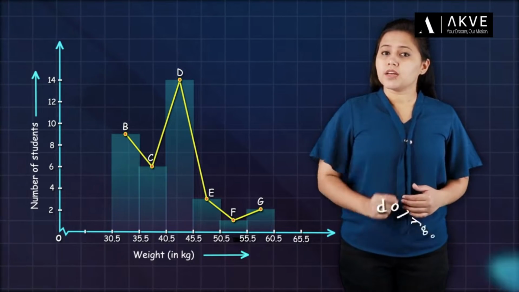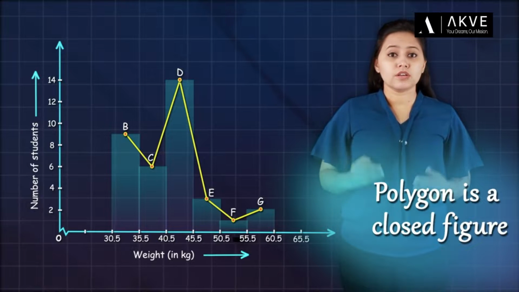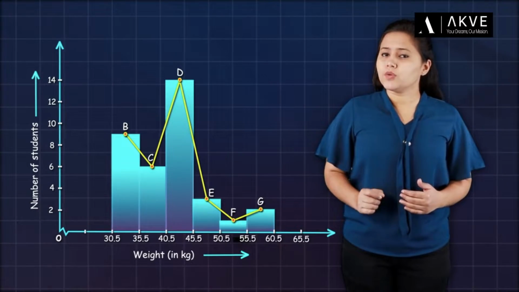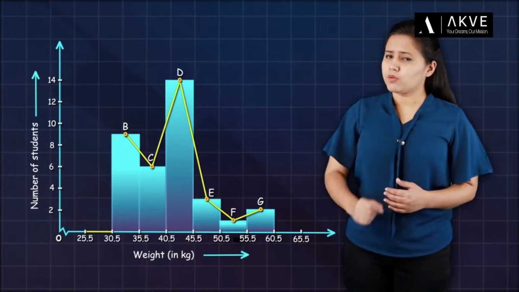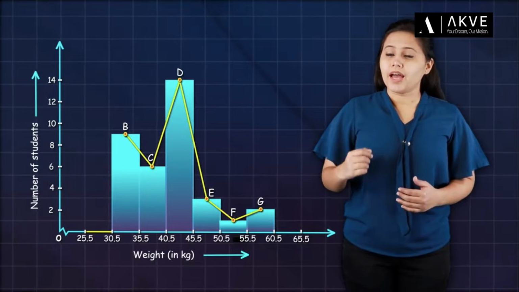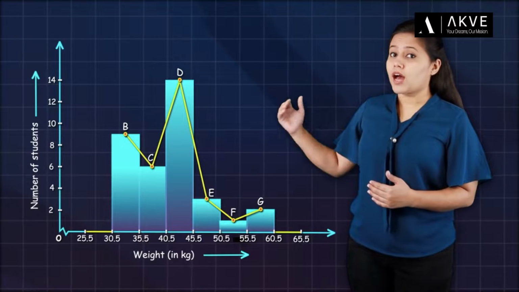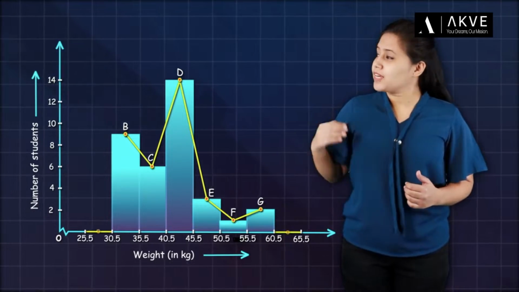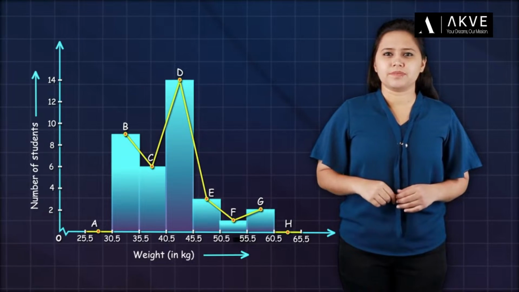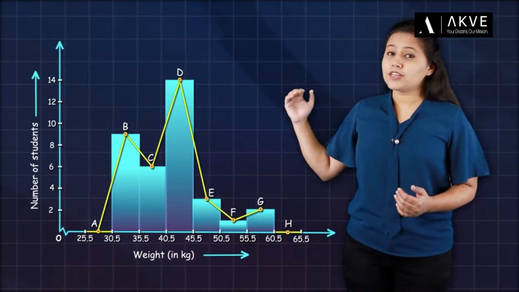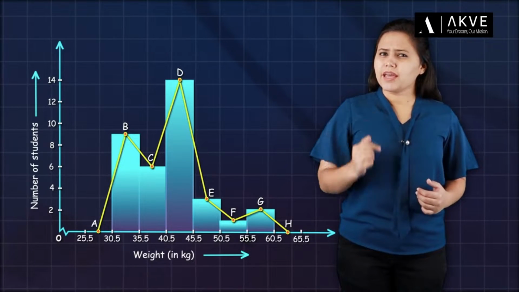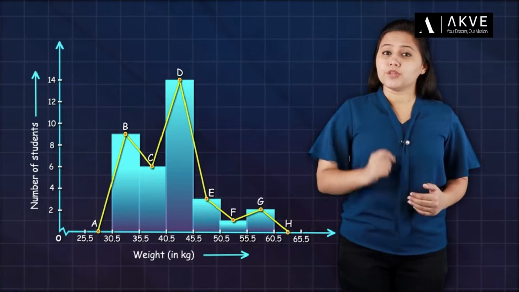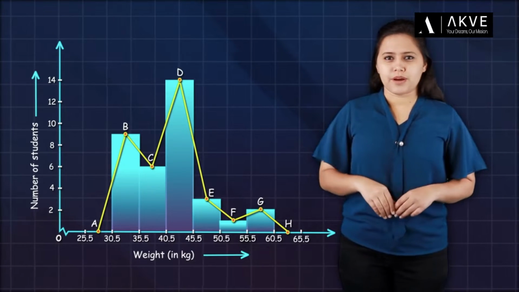Now tell me if it is a polygon. No, because a polygon is a closed figure. So to complete the polygon, we assume that there is an interval before the first interval with frequency 0 and one interval after the last interval with frequency 0. Let their midpoints be A and H respectively. Now join AB and GH. Thus, ABCDEFGH is the frequency polygon corresponding to the data represented by the histogram.